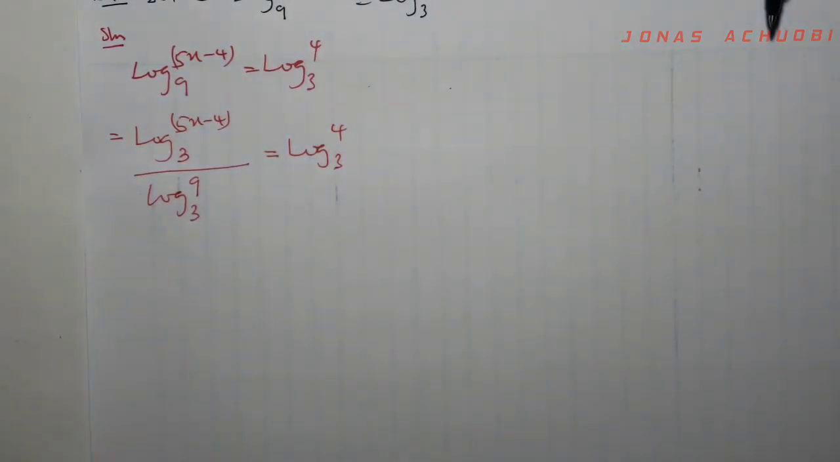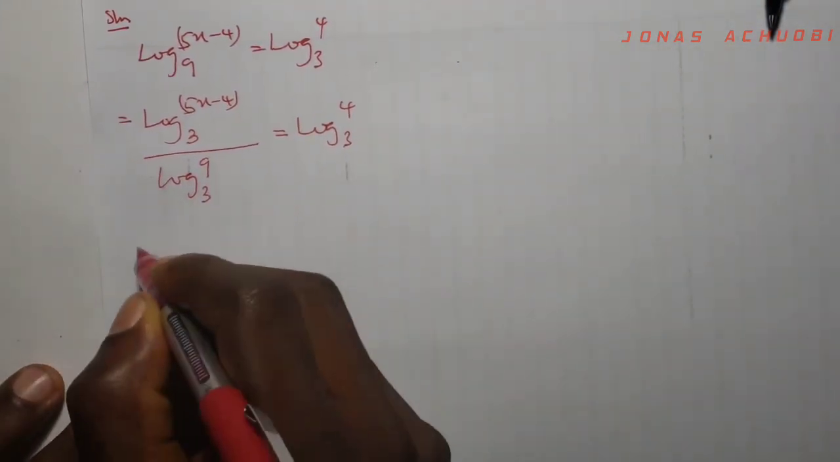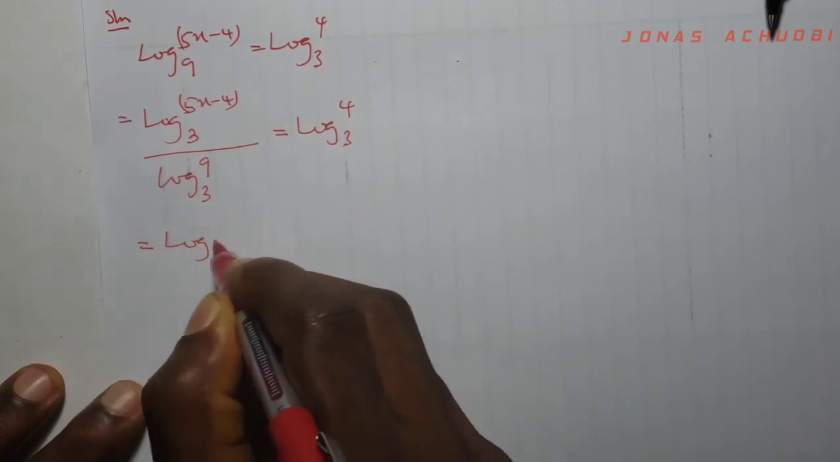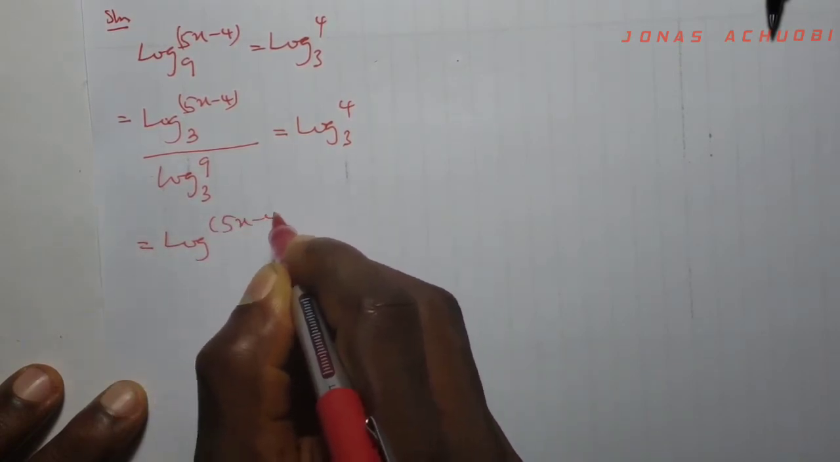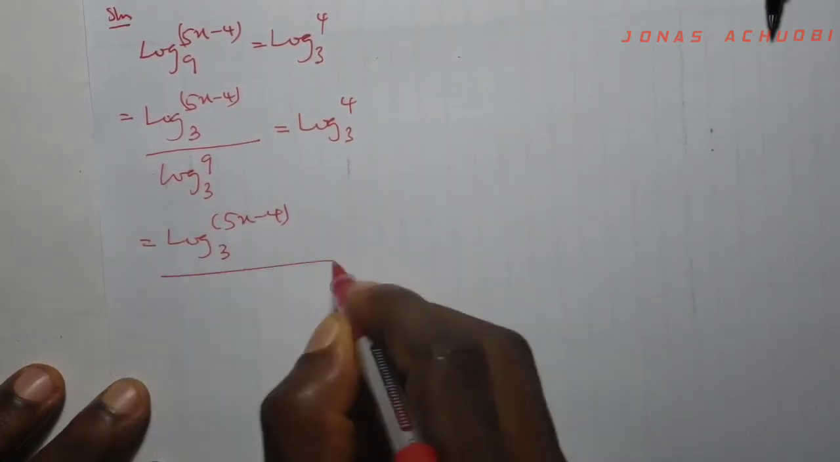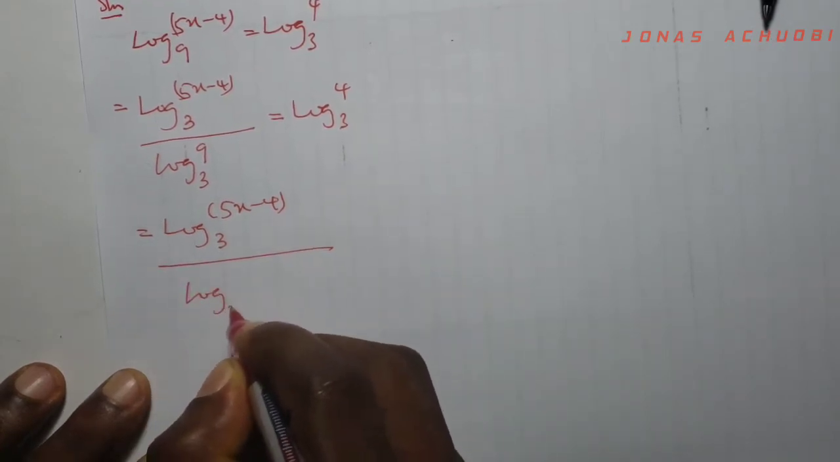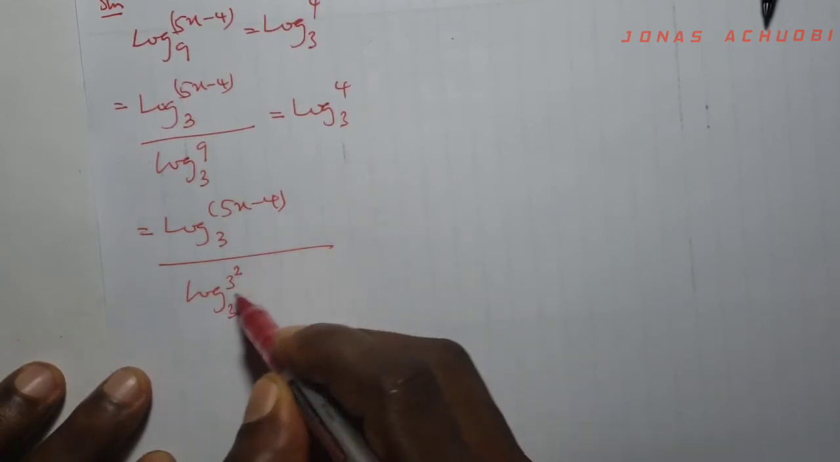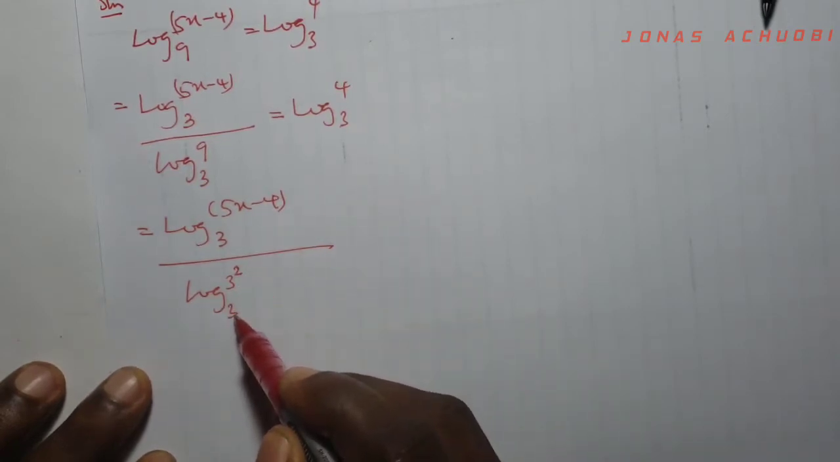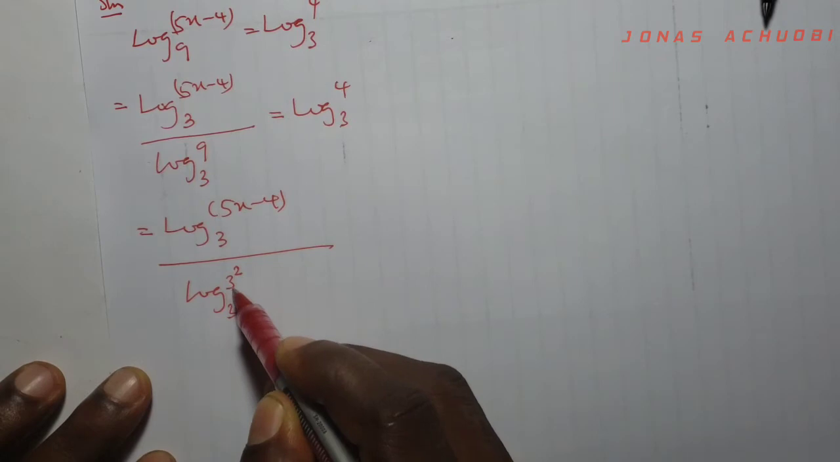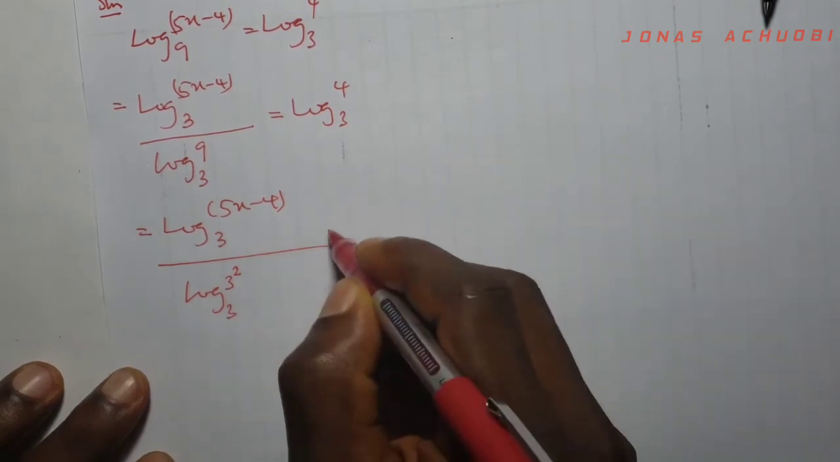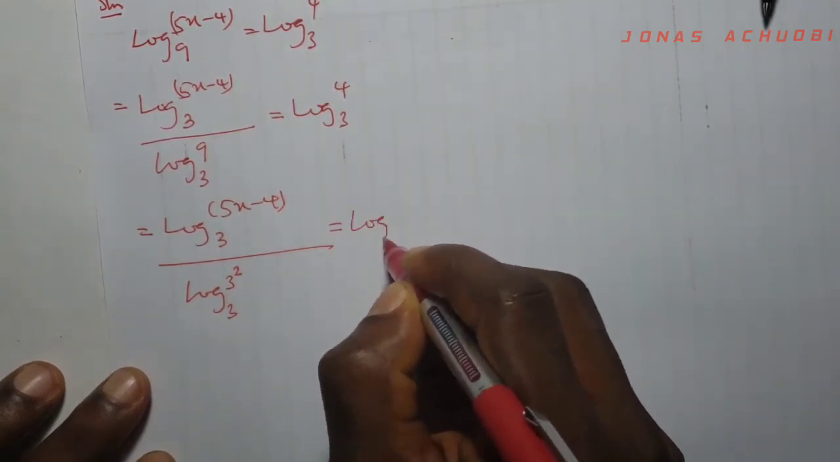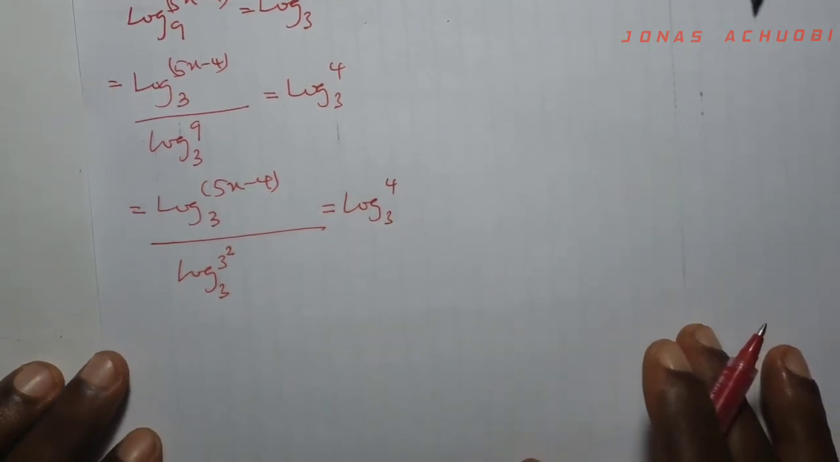So we proceed from here. Now we can still write this as the logarithm of 5x minus 4 base 3 divided by log in base 3 of 9, which is 3 squared. What informed me to use this is because I've seen 3 here, and I know that once I put 3 squared here, I'll have log to the same base. I've seen ahead, equal to log 4 in base 3.